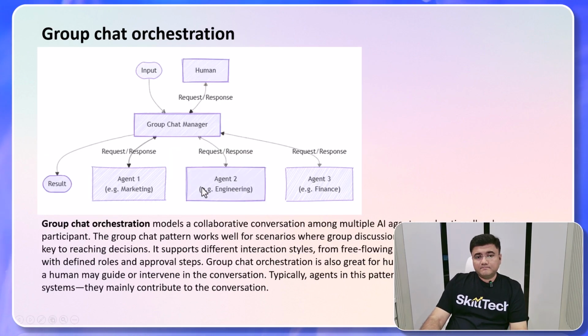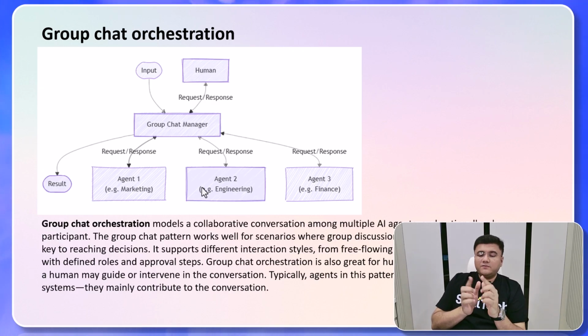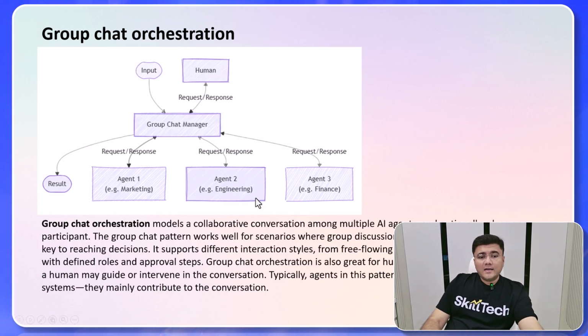Third one, group chat orchestration. Now, if you understood the first and the second one, group chat orchestration is actually focusing on collaboration. So if you see right now, this is saying that group chat orchestration models collaborate conversations among multiple AI agents and optionally even a human participant as well.